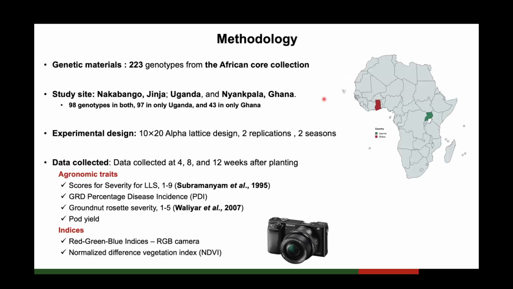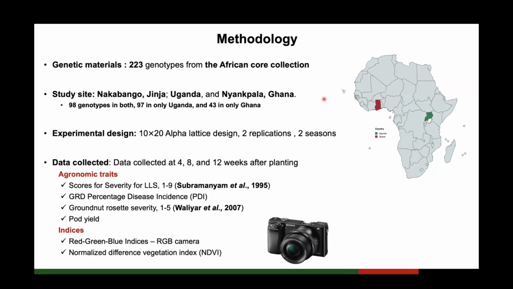In this study, we had a total of 223 genotypes from the African collection. These genotypes were planted in 2 different countries, Ghana and Uganda. We had a total of 200 in each country, planted in an alpha lattice design, and data was collected across the growing period. We scored for leaf spot disease using the 1 to 9 scale. GRD was collected as well on a 1 to 5 scale.